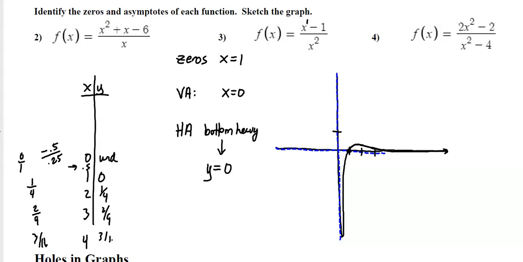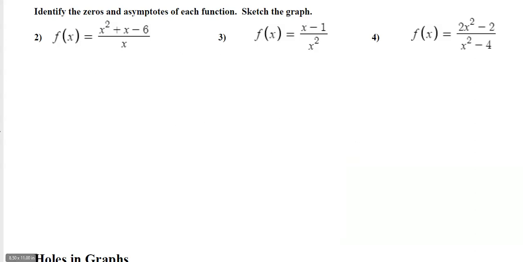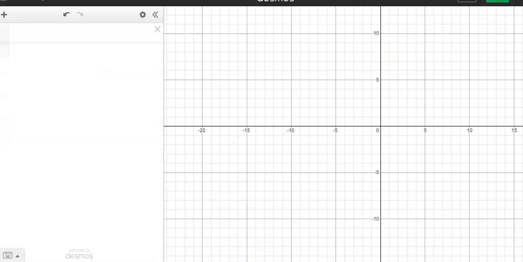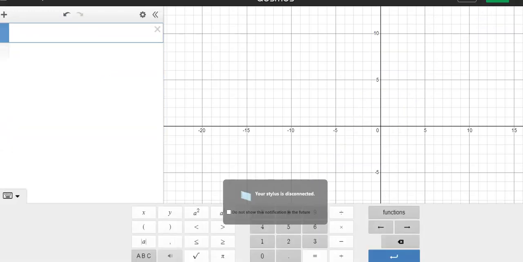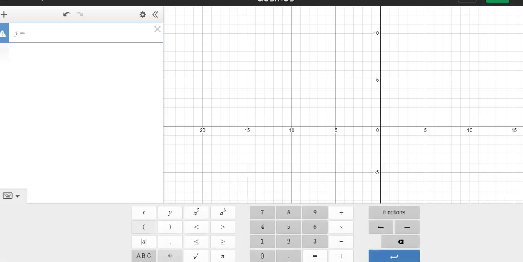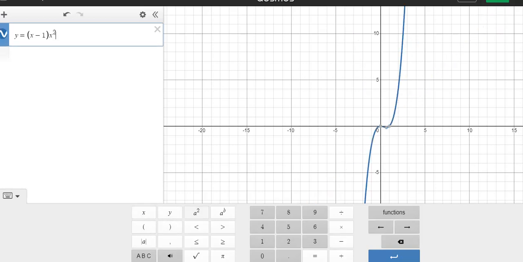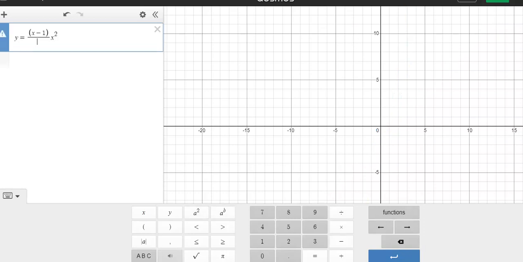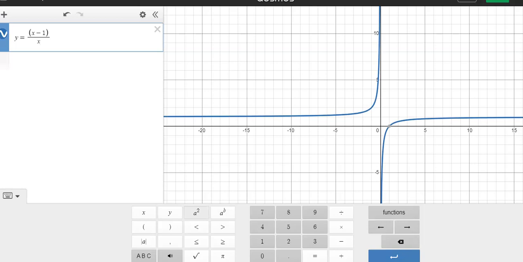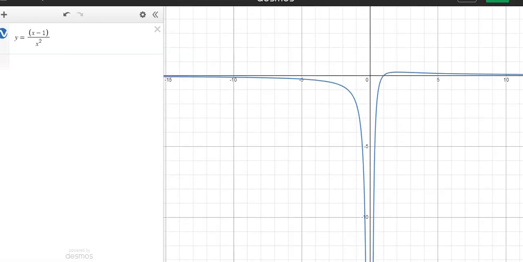All right? And then I'm not going to do all the negative points, but let's go to Desmos and see what we have. So x minus 1 over x squared. So x minus 1 divided by x squared. Oh, I need the divided by bar. X squared. And look at that thing. It's kind of weird looking.